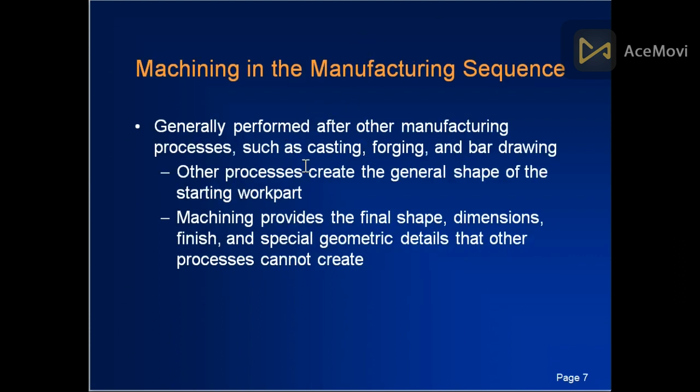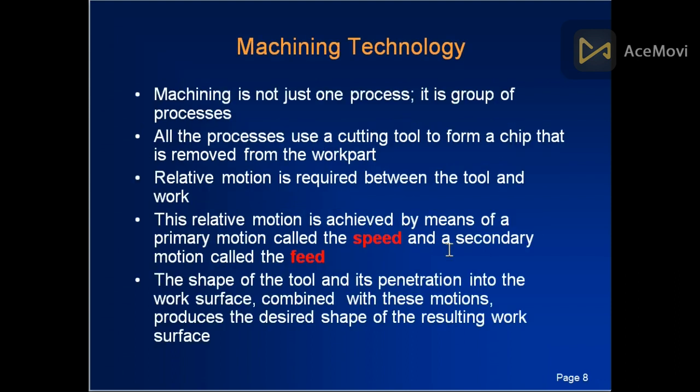Machining, in the sequence, is generally performed after other manufacturing processes like casting. Machining is done after casting, or after forging, or after bar drawing. Other processes create the general shape of the starting work part. Machining provides the final shape, the dimensional finish, the surface finish, and specific geometry details, etc.